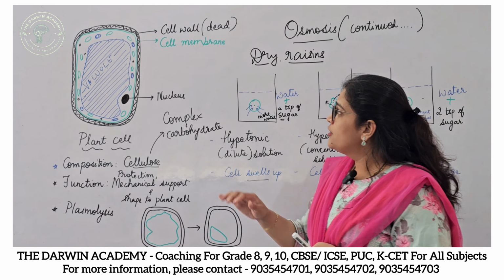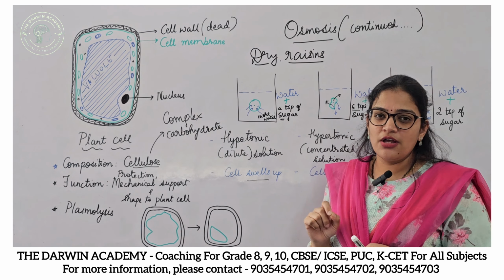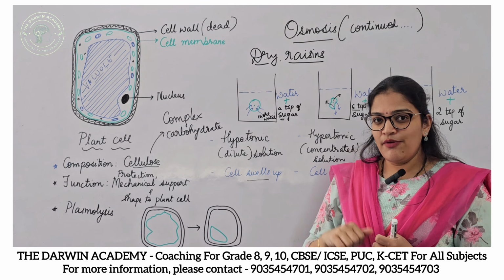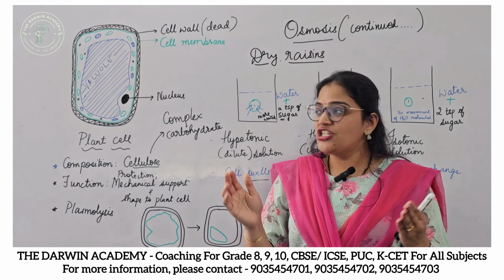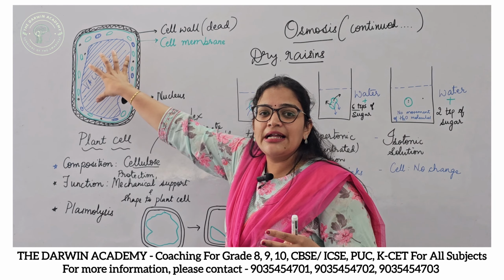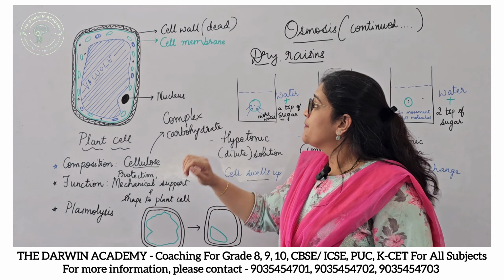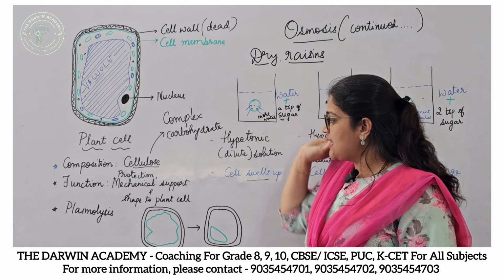Okay, so the reason the cell wall is present and it is dead is because there is too much of osmotic change happening when water enters or leaves the cell. Every time there is a change in the pressure inside the plant cell. In order to withstand that, the cell of a plant is being provided with the cell wall.